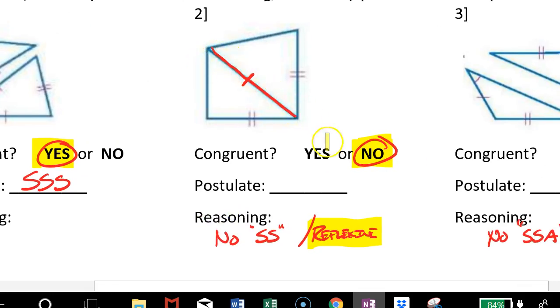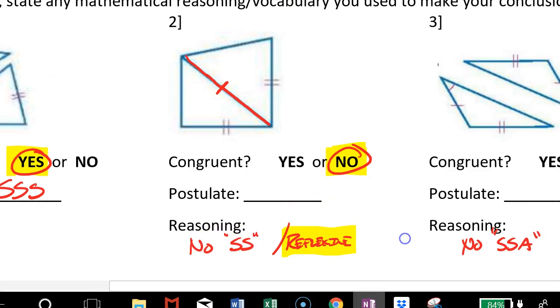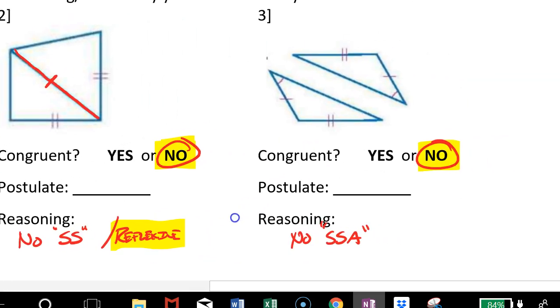Number 2, I did mark this side congruent by reflexive. However, this is not congruent triangles, as there is no such thing as side-side triangle congruence. We must have a minimum of 3 pieces of information, one of which being a side, so this is not congruent triangles. Question number 3, we are given 2 sides and an angle, 2 sides and an angle.